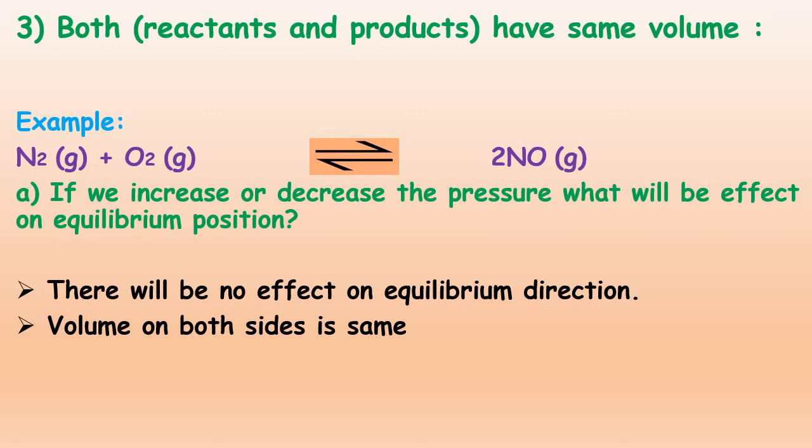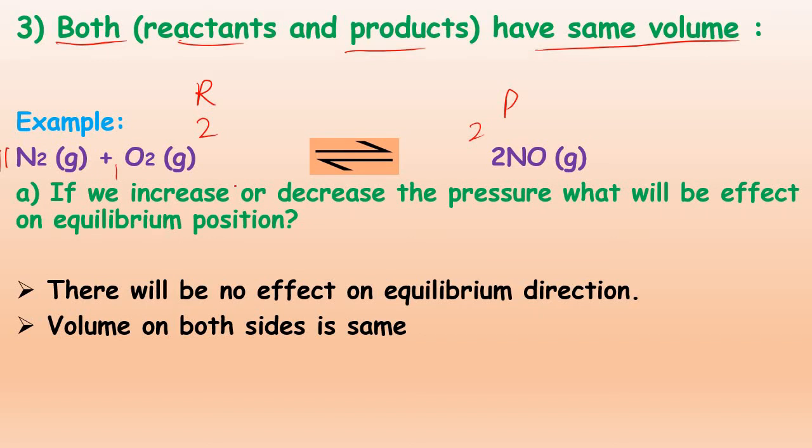Now the third case is when both reactants and products have the same volume, meaning they have the same number of moles on both sides. Look at the example: nitrogen 1 volume, 1 mole, oxygen 1. By combining both, there are 2 moles on the reactant side, and look here, there are 2 moles on the product side. So the number of moles, or the volume, is the same on both sides.